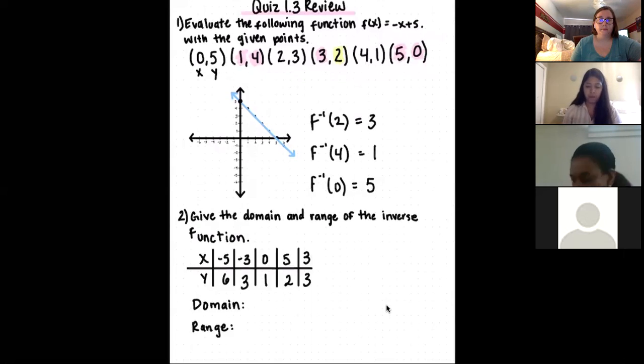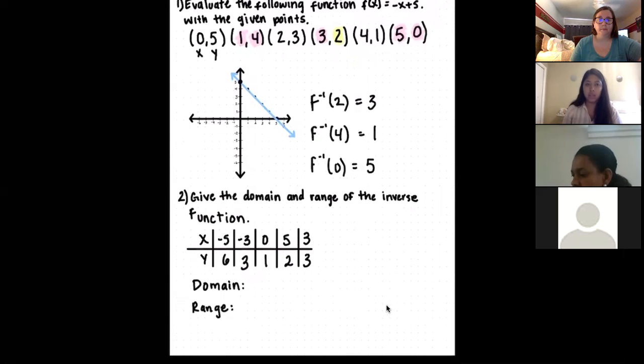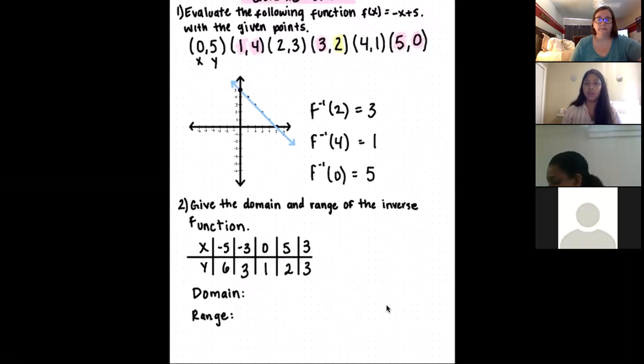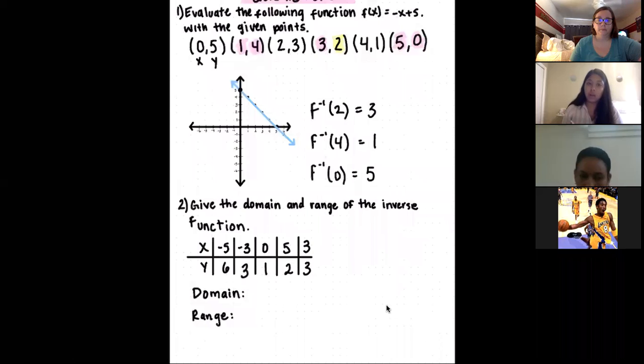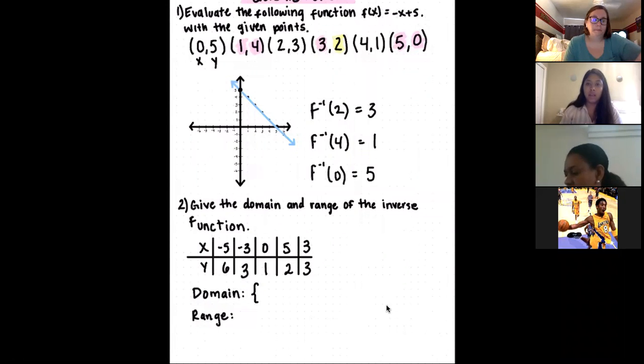No? All righty. Number 2, it says, give the domain and range of the inverse function. So this that I have given you here is already the inverse function. So you don't have to worry about flipping anything when you write down your answer. It's already good for you. For my domain, the only thing I need to look at is my x values. So I'm going to start by writing my squiggly line.